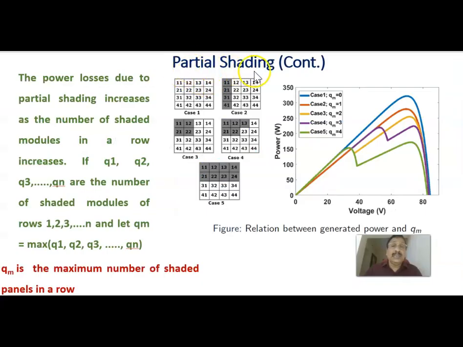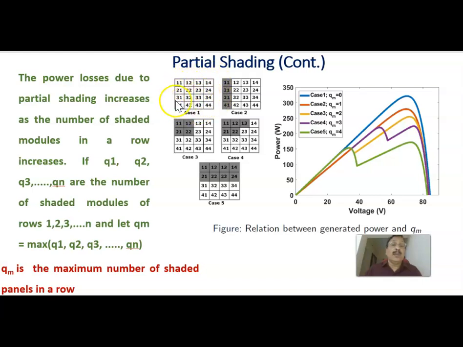Continuing with partial shading, the power loss due to partial shading increases as the number of shaded modules in a row increases. For example, consider a solar panel with 4 into 4 cells, that is, 4 solar cells in series, and 4 such strings in parallel. They are numbered 1 1, 1 2, 1 3, 1 4, 2 1, 2 2, 2 3, 2 4, and so on up to 4 4. There are 16 PV cells. This is one method.